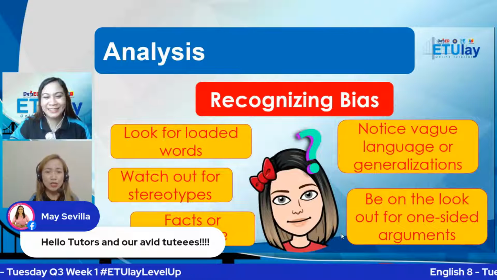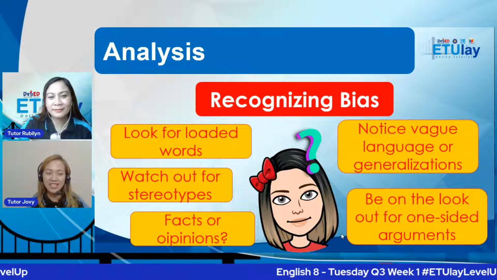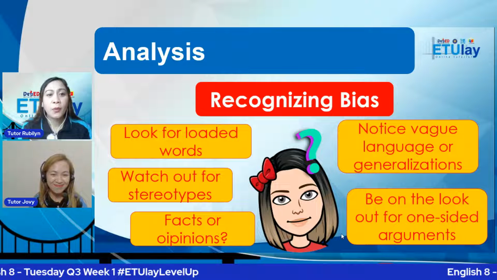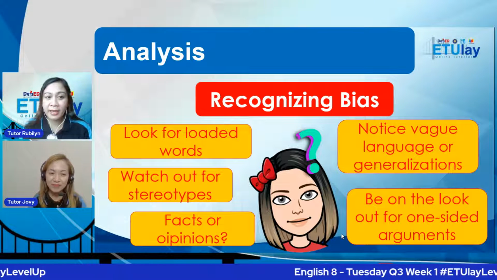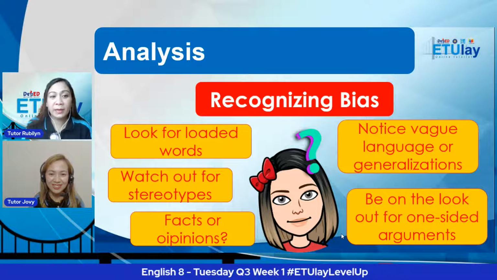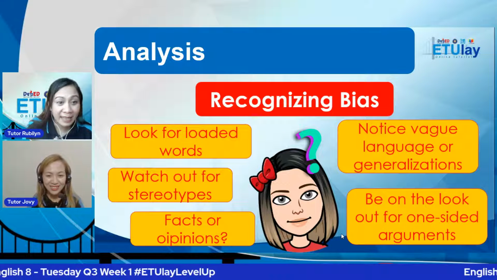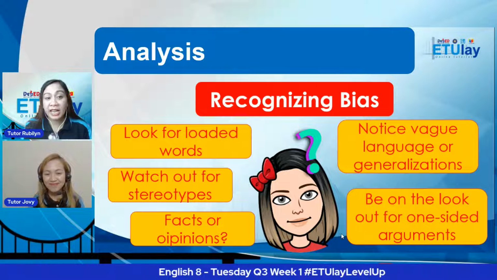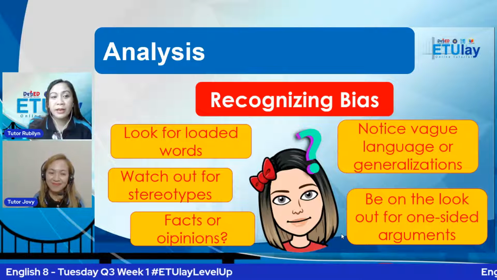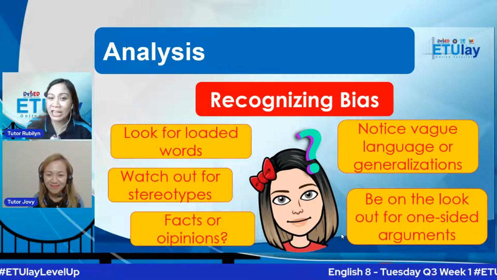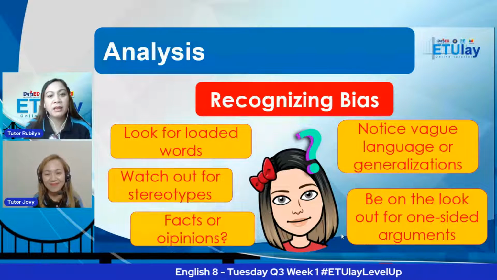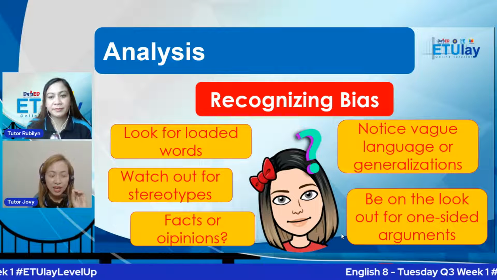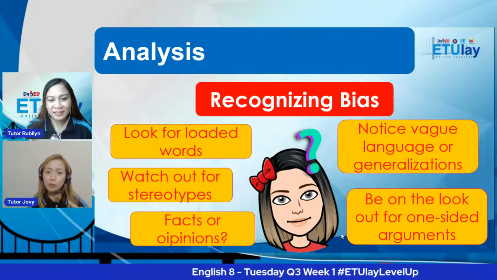Tutor Ruby, what are the ways to recognize bias in a written text? There are several ways. First, we can look for loaded words. Next, we can watch out for stereotypes. We can also check facts or opinions, or notice vague language or generalization. And we can be on the lookout for one-sided arguments. To better understand these, let's break these steps down so that we will understand more.